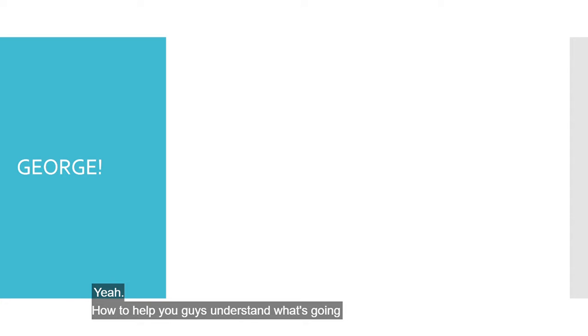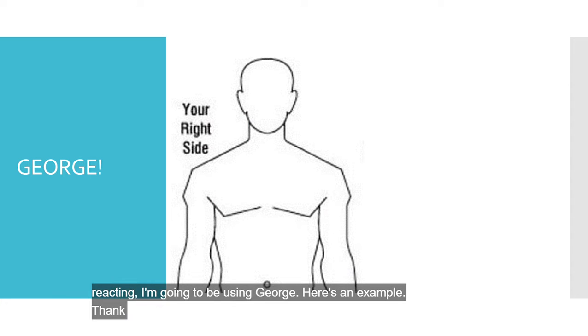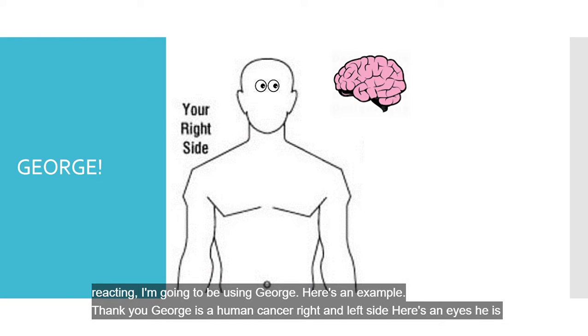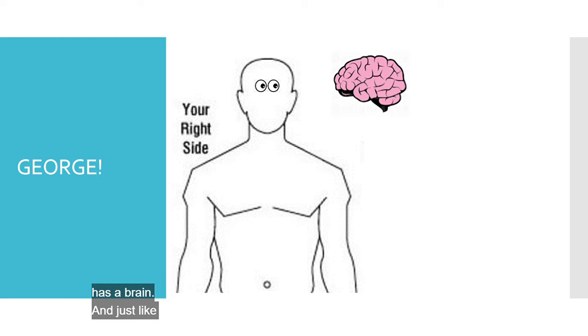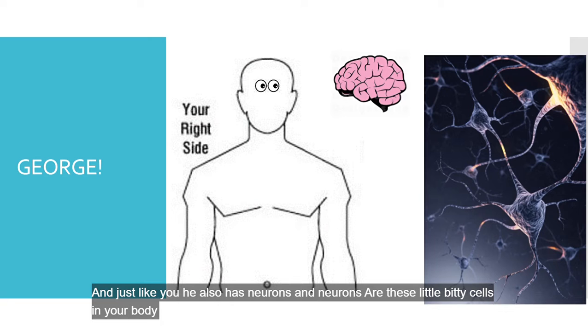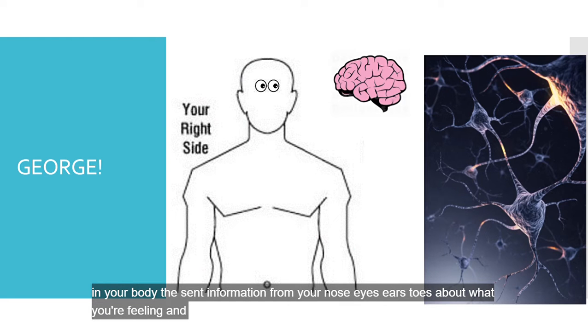So to help you guys understand what's going on in your body when you're reacting, I'm going to be using George here as an example. And just like you, George is a human. He has a right and left side. He has eyes. He has a brain. And just like you, he also has neurons. And neurons are these little bitty cells in your body that send information from your nose, eyes, ears, toes about what you're feeling and sensing, right? And it sends it all to the brain, right?